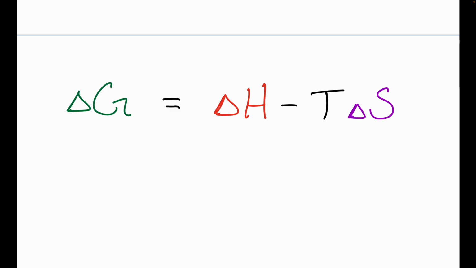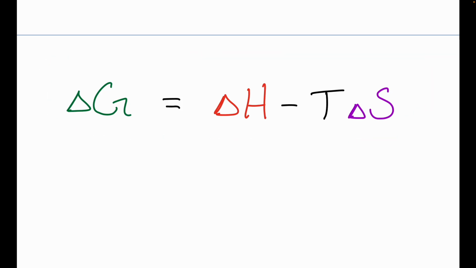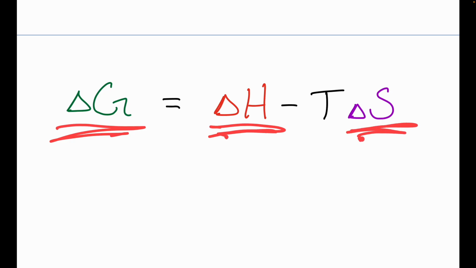All right, so let's get started. Last class period, you spent the whole class period building this equation here. This is going to be a really important equation in this thermodynamics chapter. We have our delta G, our Gibbs free energy, our delta H, our enthalpy, and delta S, our entropy.